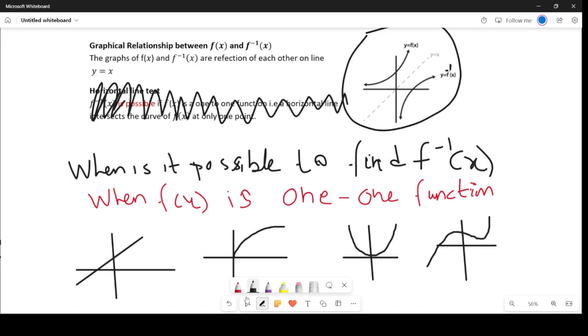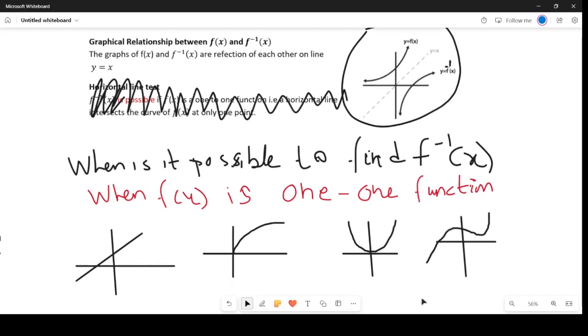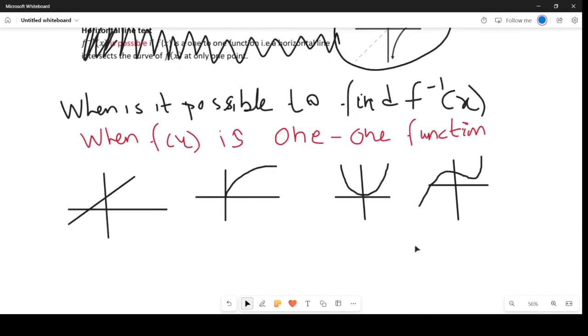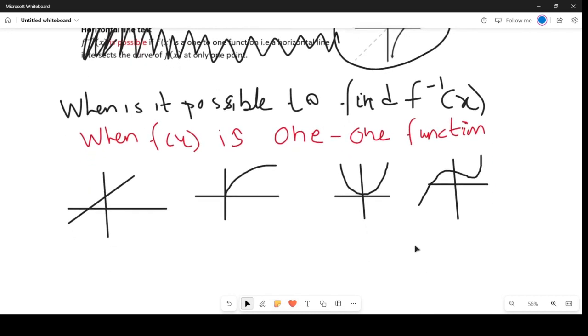Okay. Now I've drawn sketches of four different functions. We won't be able to find the inverse for all four of them. How can you tell which of these functions' inverse can be found, and which cannot? You need to see which of these are 1-to-1 functions.